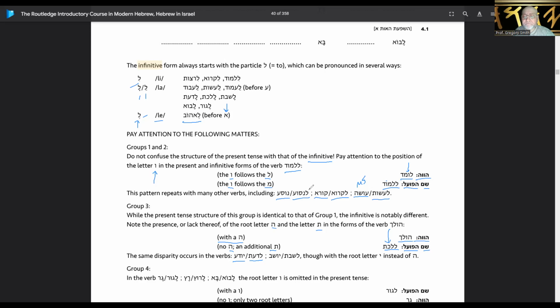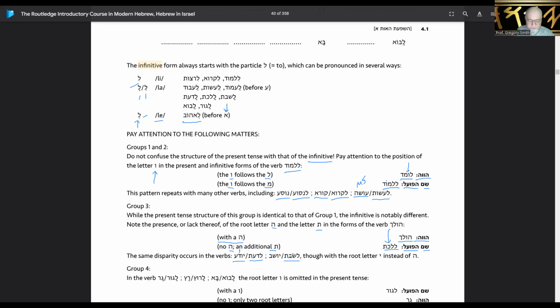Lada'at, to know. Okay, let's see where we were. Yeah, there we go. And then yodea, I think that's yodea. Yeah, like he knows. יודע. Yeah, he knows. Okay.